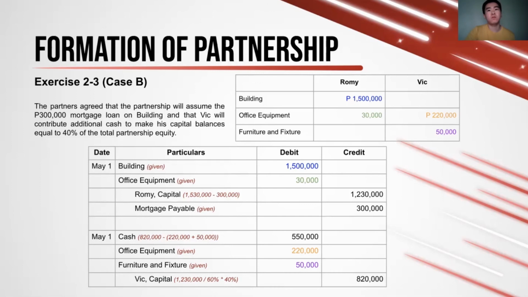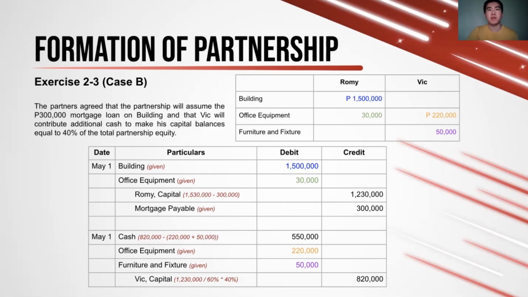Mortgage payable is also provided in the problem, which has a total of 300,000, because it was agreed that the partnership would assume the 300,000 mortgage loan. So it will not be included anymore in Romy's capital. So to solve for Romy's capital, we would have to add the building and the value of the office equipment, giving us 1,530,000 minus the mortgage payable amount of 300,000 pesos, giving us 1,230,000.